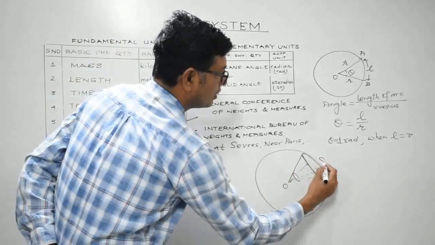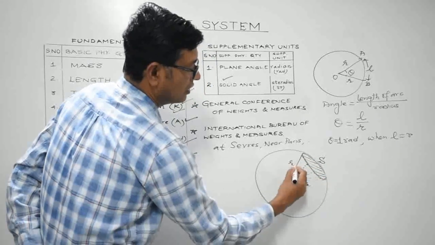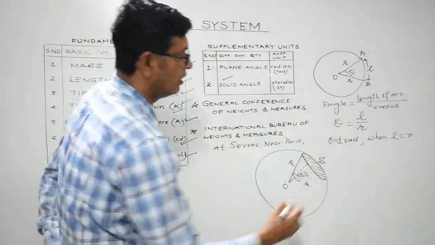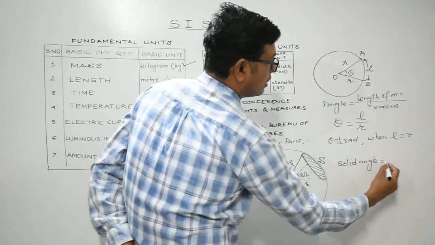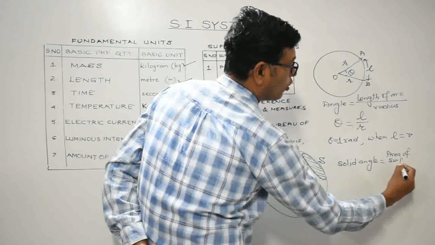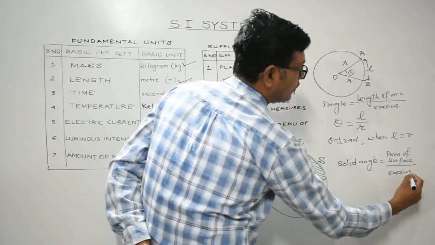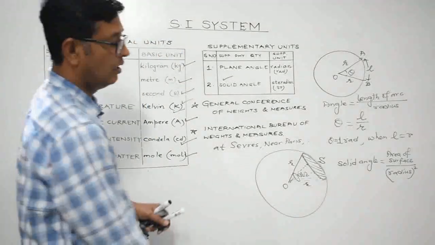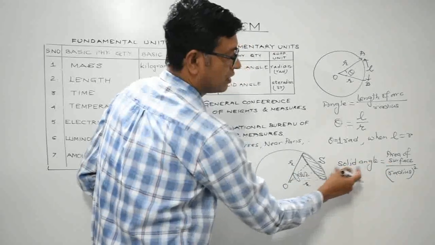So suppose S is the area of this portion, the shaded one, and R is the radius of the sphere. Then the small solid angle, represented by this symbol d omega, is given by the area of the small portion under consideration divided by the square of the radius of the sphere. This is the formula. Now look, again, we need to define 1 steradian. So if these two become equal, then it will be 1 steradian.